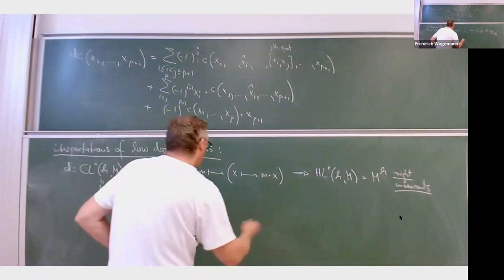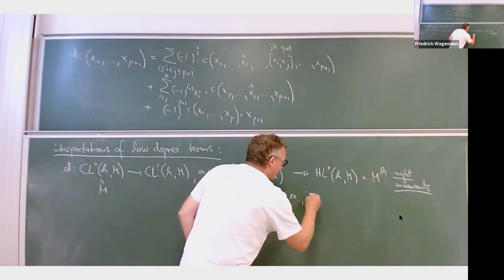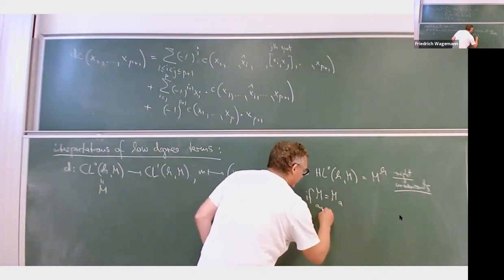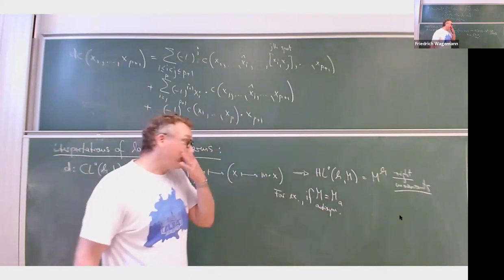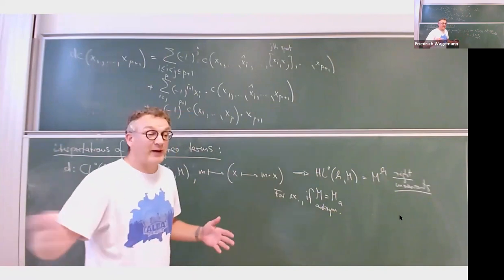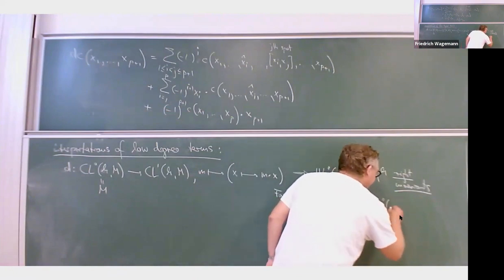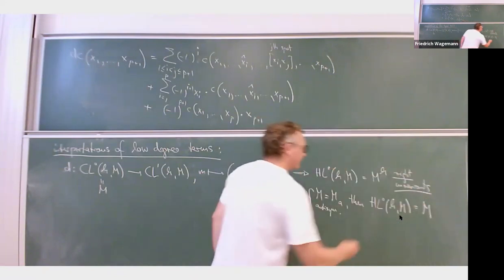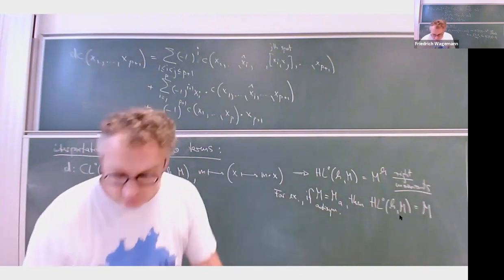Okay, and for example, if M is antisymmetric, yeah, I recall that antisymmetric means that the right action is trivial. Yeah, then obviously, this gives just M itself. Yeah.